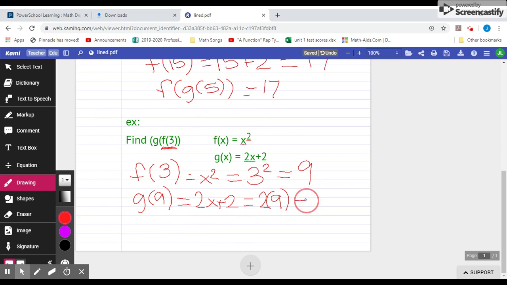Replace the x with 9, and 2 times 9 is going to give me 18, plus 2 is going to give me 20. So I can say for my final answer that g of f of 3 is equal to 20.